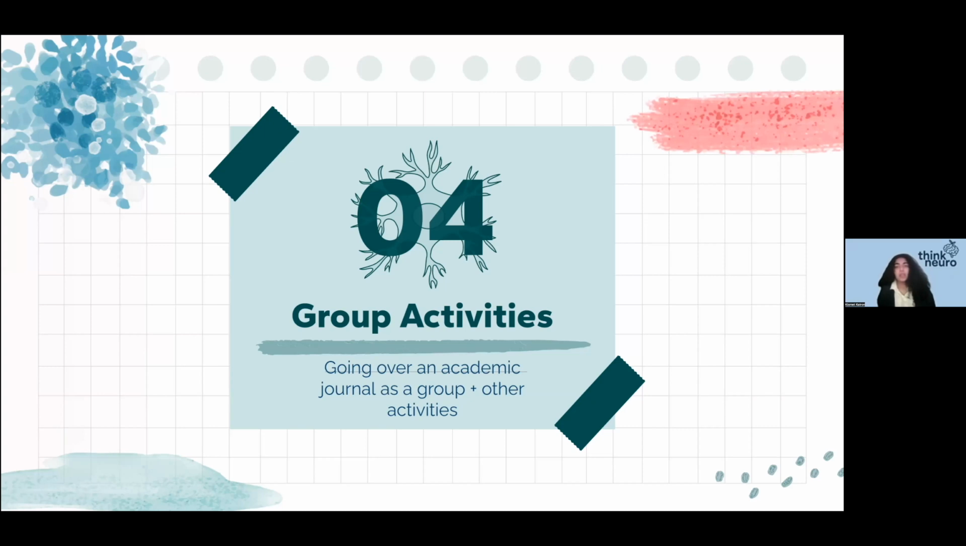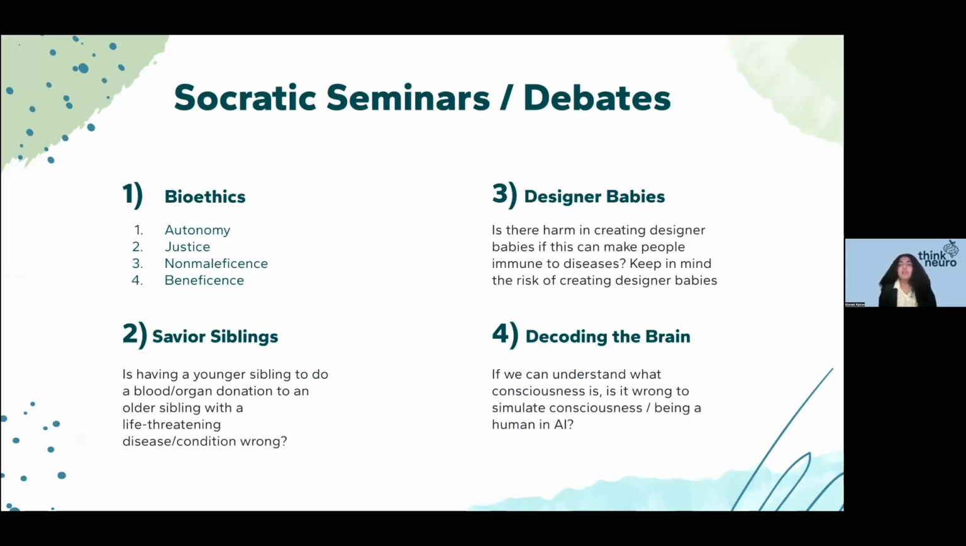So going over some activities that you can do with other people, you can have a debate with people on some topics that are hotly contested right now and are going to continue to be hotly contested in the next couple of years. So, for instance, you can argue which principle of bioethics is the most essential to you. What do you think is the most important one for people to think about? You can talk about save your siblings. Is having a save your sibling ethical? Is having a younger sibling do an organ donation to an older sibling with a life-threatening condition wrong or is it okay?